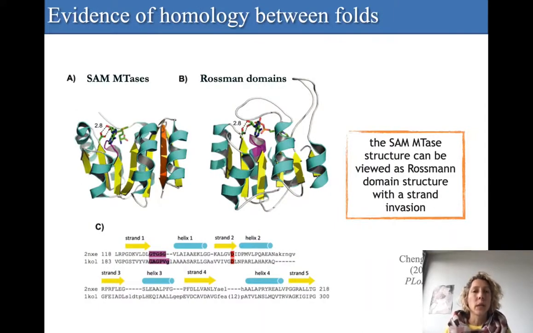So here is an example where you see evidence of homology between folds. These are two different folds. First you see they're not so different, right? But still, in the classification, they're really distinguished.